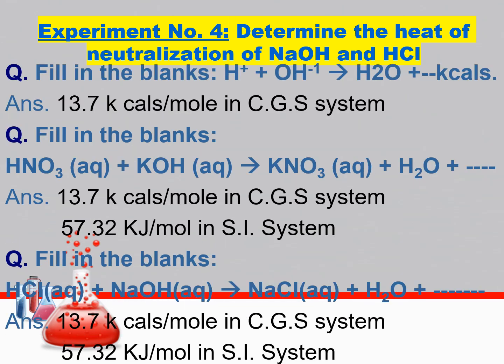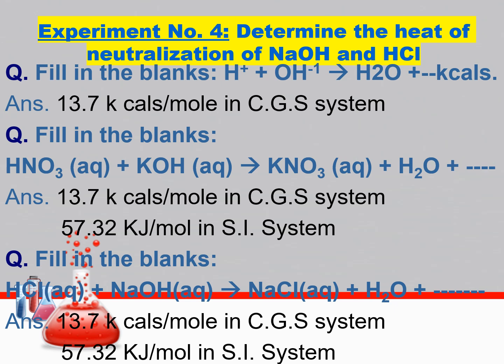Fill in the blanks. If hydrogen ion react with hydroxide ion, arrow water is formed, plus dash kilocalories will produce. Answer, 13.7 kilocalories per mole produce. This answer is in CGS system. In SI system, the answer will be 57.32 kilojoule per mole. Like another question, fill in the blanks, or someone may give you like how much heat will produce in this neutralization reaction.